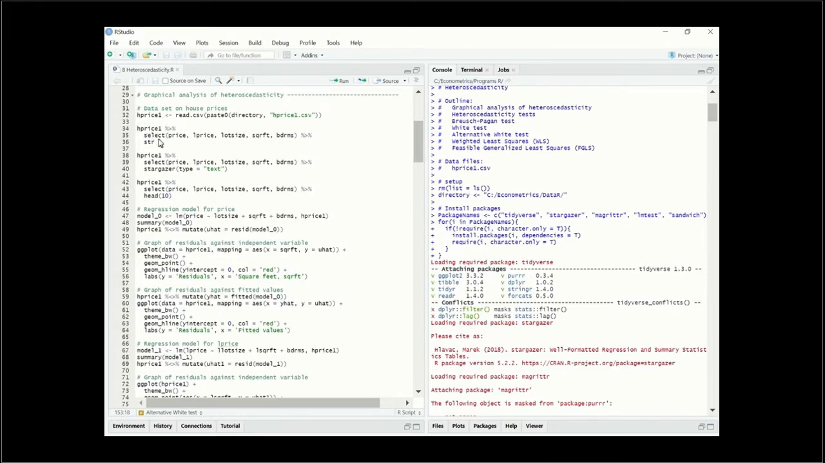So from our data frame, we will select several variables, including price and log price. So these are the price and log price for the house prices. This would be the lot size of the house, the square footage of the house, and then the number of bedrooms in the house. So for these variables, let's see the structure of the data, then summarize the data with Stargazer and see the first 10 observations.